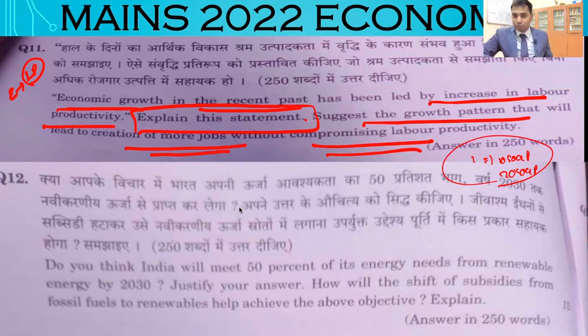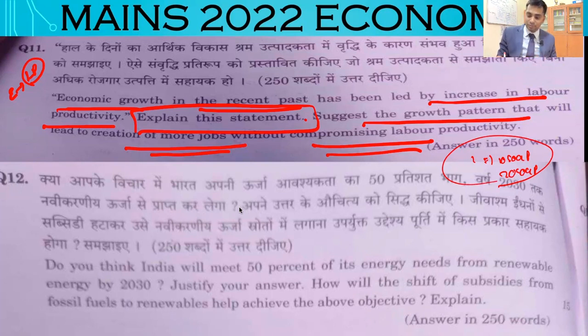Now the second part of the question suggests the growth pattern that will lead to creation of more jobs without compromising labor productivity. Now they are asking what should be the growth pattern in the country. Obviously, inclusive growth has to be there. In order to have inclusive growth, what type of recovery should the economy have? V-shaped recovery. It should not be a K-shaped recovery pattern. You should have a V-shaped recovery pattern where every sector will be growing.